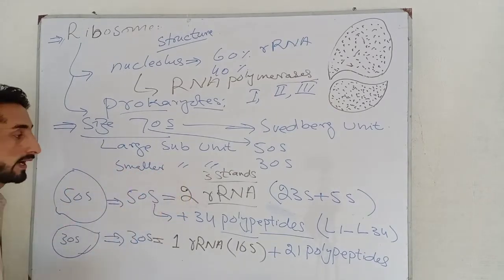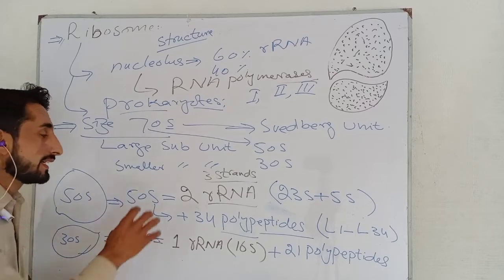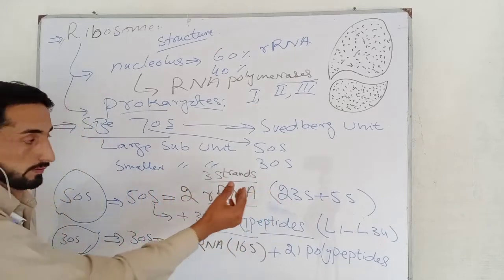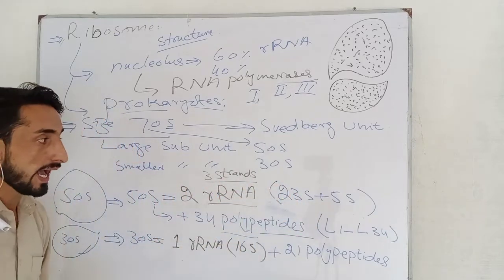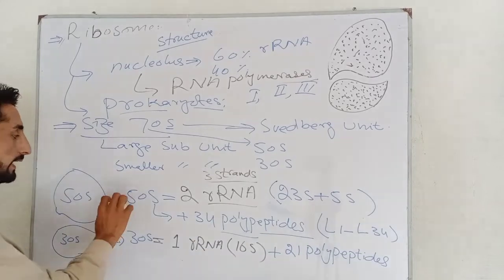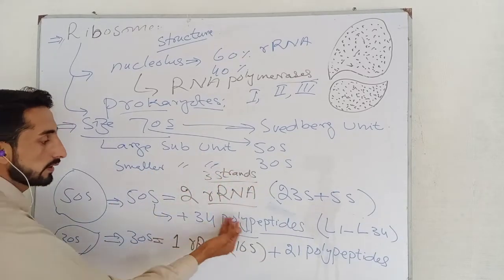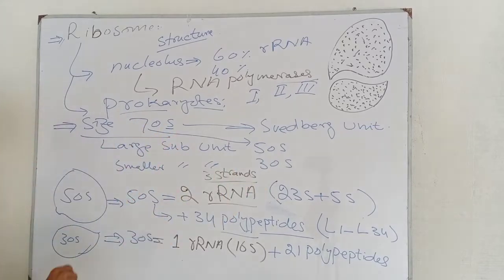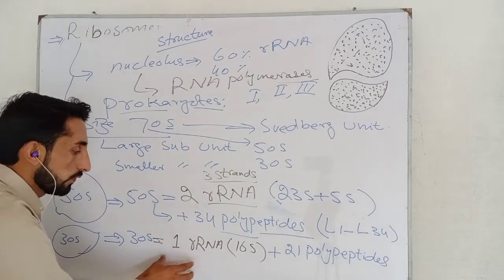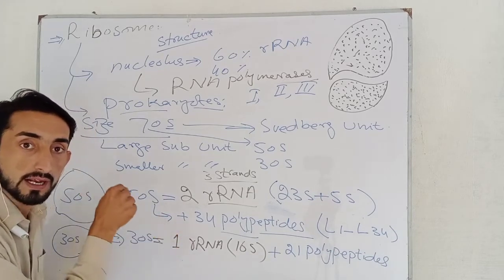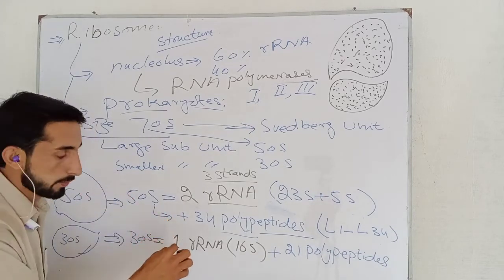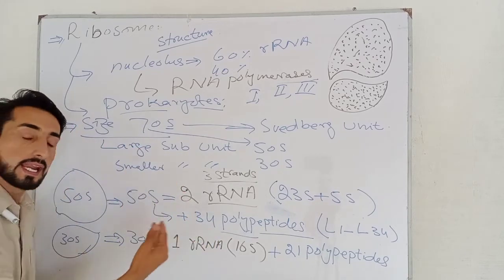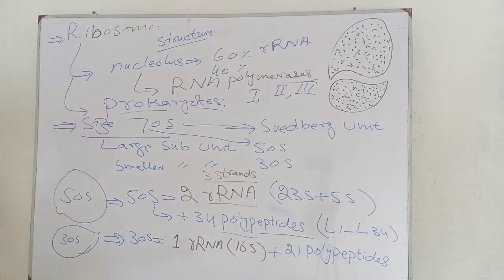Also the composition, as we said already, is made up of RNA and protein. The 2 RNA molecules are 23S and 5S. This is the larger subunit, with 34 polypeptide chains from the protein, and 30S as the smaller subunit. It contains one ribosomal RNA molecule, whose size is 16S, and 21 polypeptides.